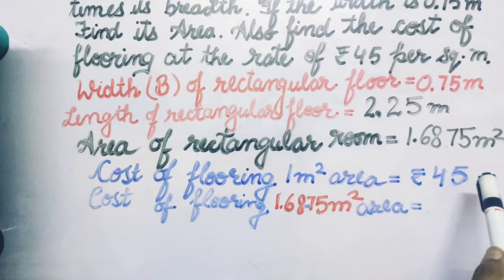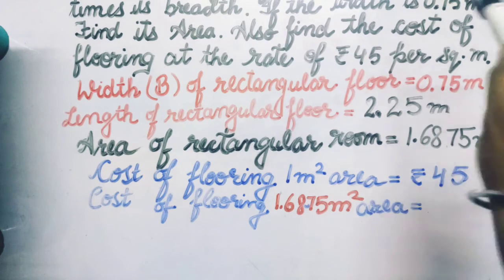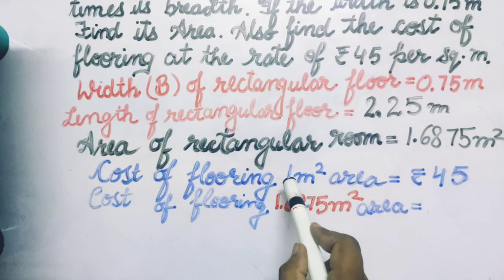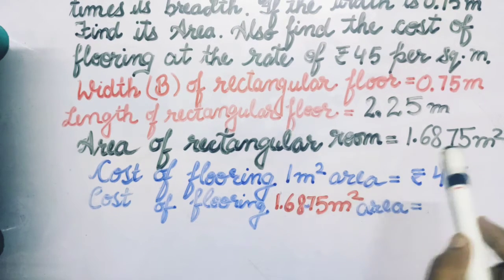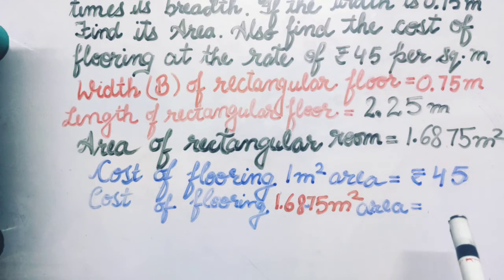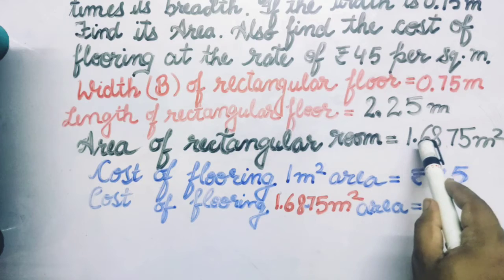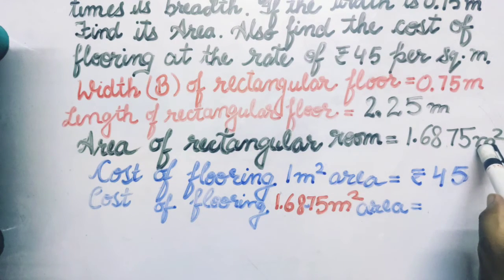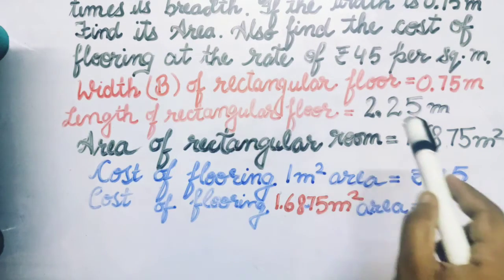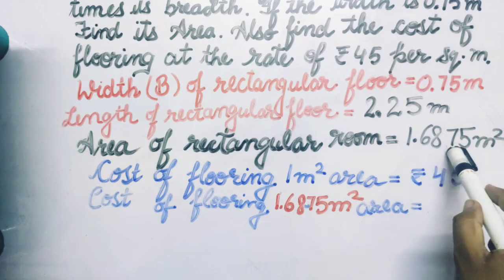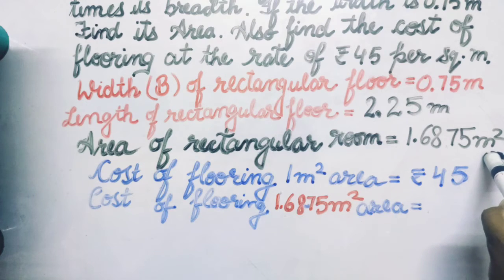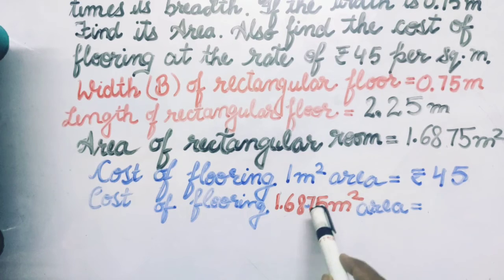Now students, obviously, if the flooring will be there, then it will be on the full floor, right? Or only on 1 meter square? Obviously, on the full area of the floor. So the full area of the floor we have found is 1.6875 meter square. Now we will find the cost of flooring on 1.6875 meter square area.